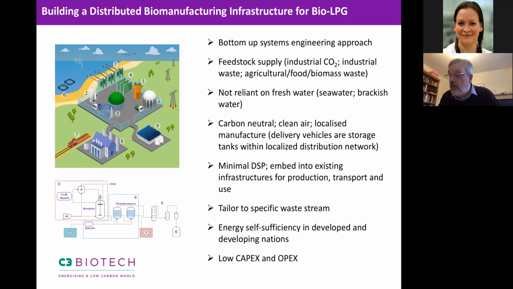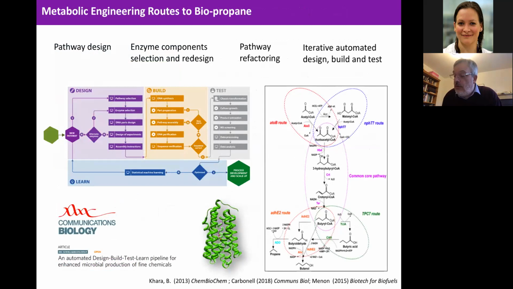So let's return to the basic science. First of all, we need to develop a biological route to propane. Propane is not produced in nature, so there are no existing natural pathways or enzymes that can be repurposed for large-scale production. So our early inroads were therefore to design new metabolic pathways for its production and to source and engineer enzymes that could use a biologically sourced metabolite and turn that into propane gas.